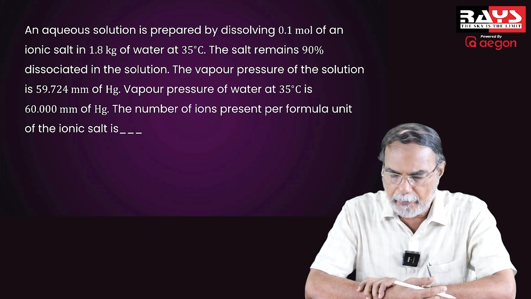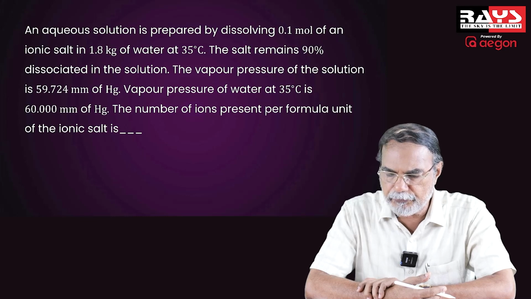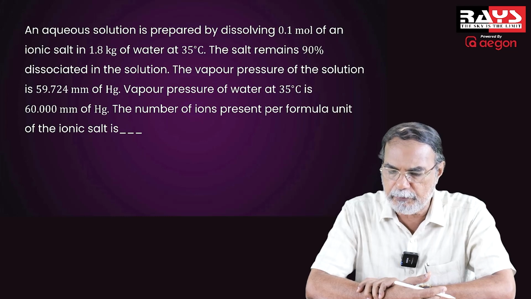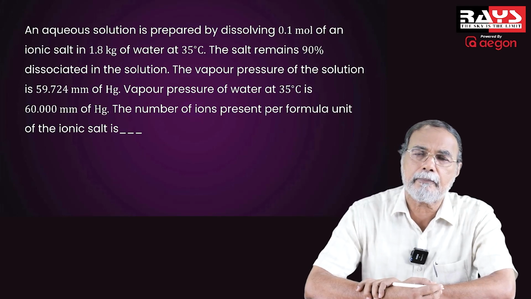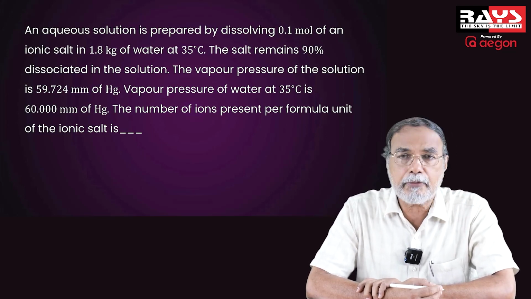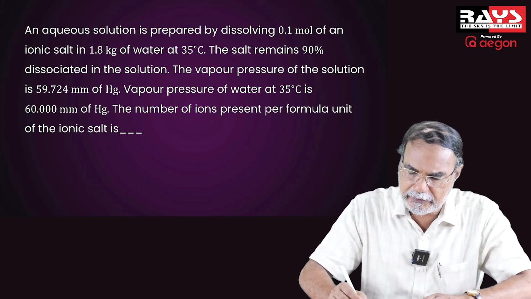So it is a numerical type of question. You have to find the number of ions present per formula unit of the ionic salt. This is a simple question from the chapter Solutions, concerned with the topic related to lowering of vapor pressure. Now let us go through the data. What you have to find is the number of ions present per formula unit of the ionic salt. Assume that it is X.